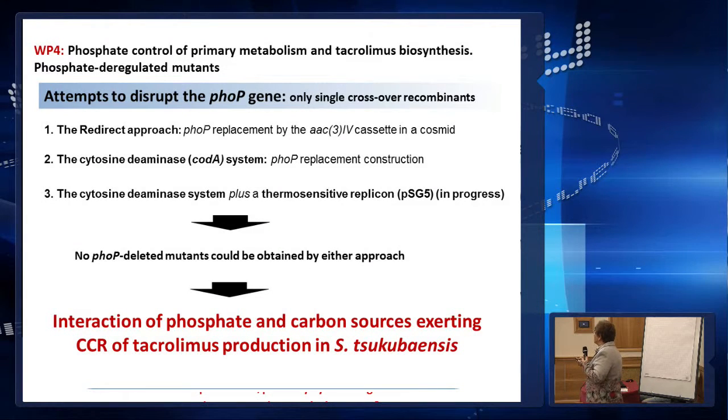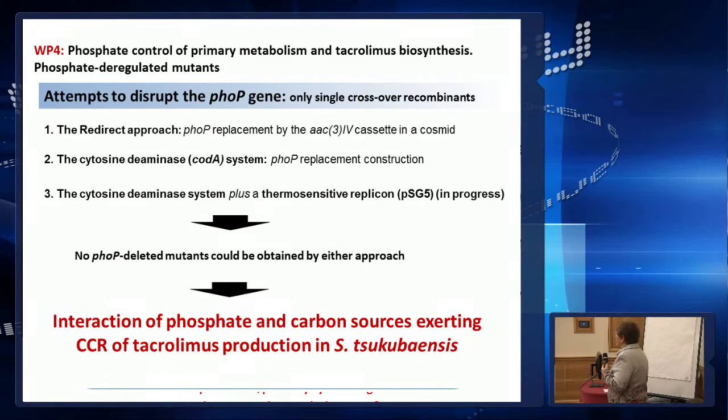Unfortunately, all the attempts to disrupt the 4P gene were unsuccessful. We only got single crossover recombinants, even using 3 completely different strategies to get the double crossover recombinant. We used the redirect approach, which is the classical approach, positive selection for double crossover recombinants, and a modification of this second process with a thermosensitive replicon. No 4P deleted mutants could be obtained even after thousands of colonies studied.